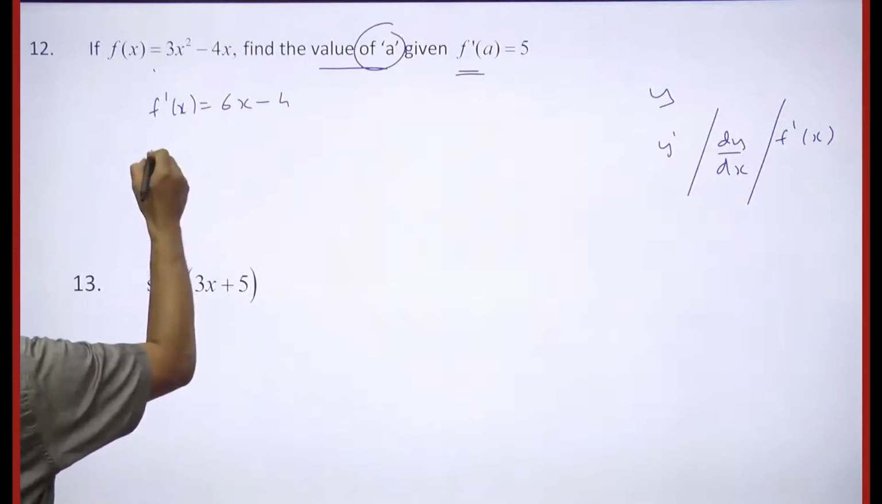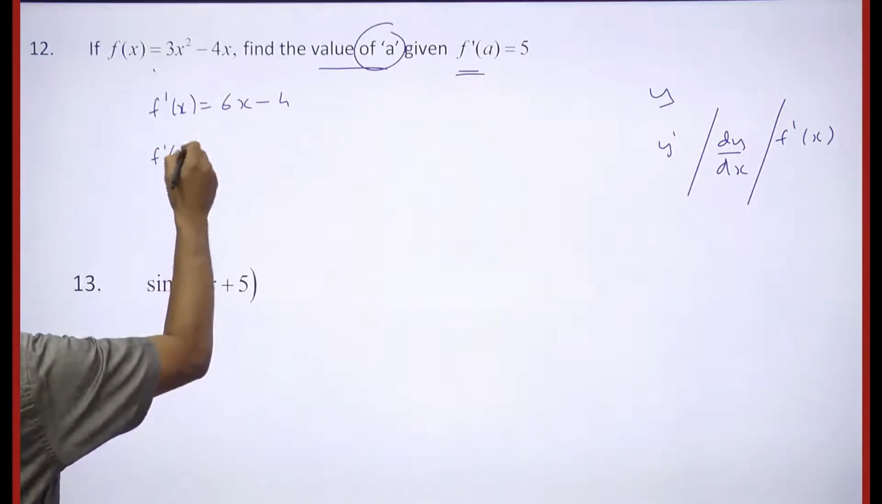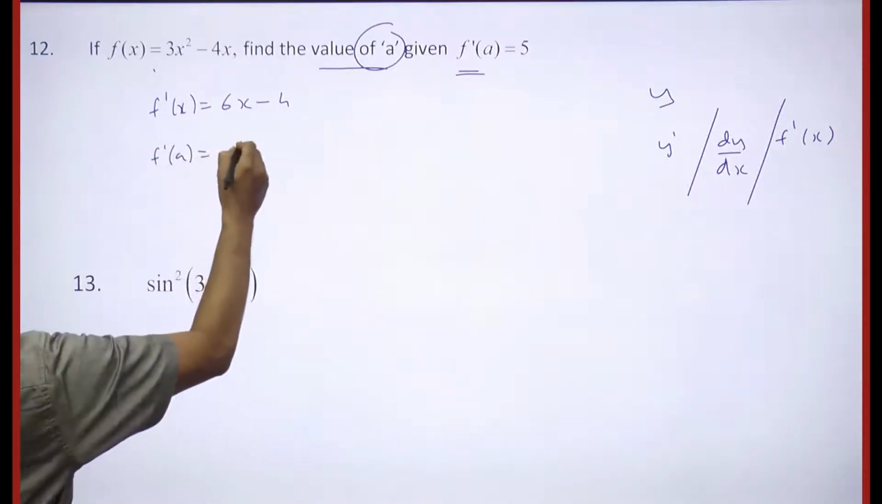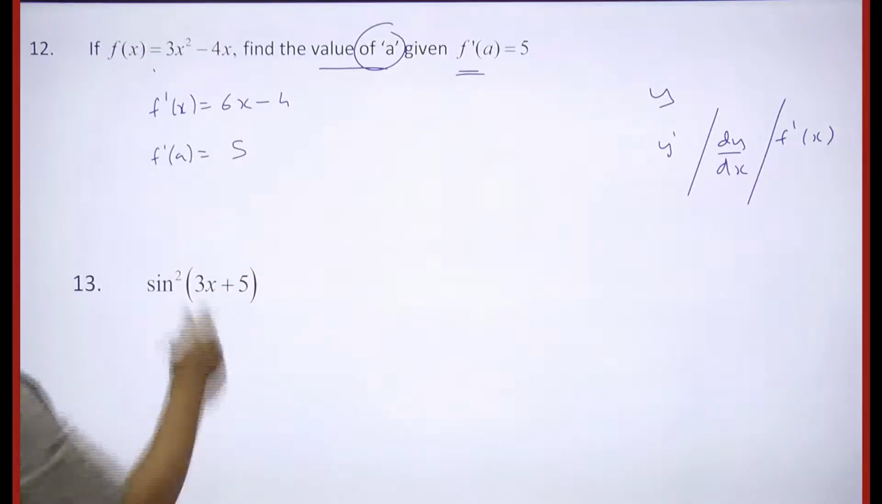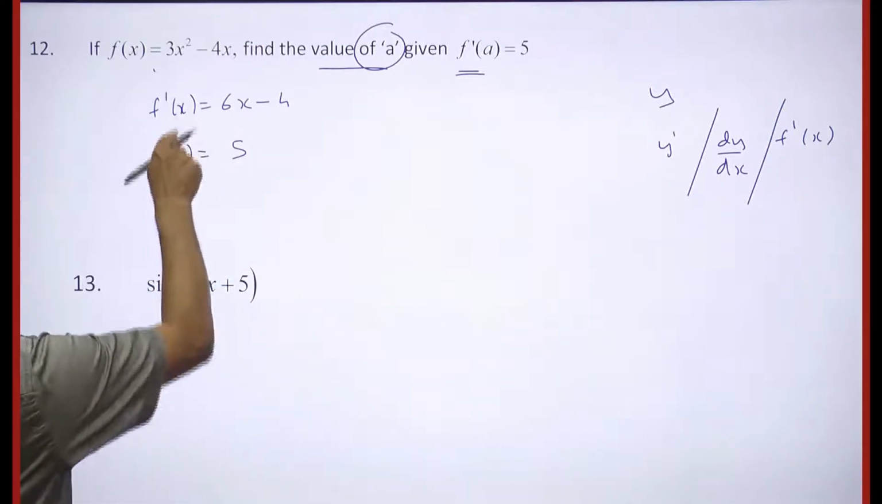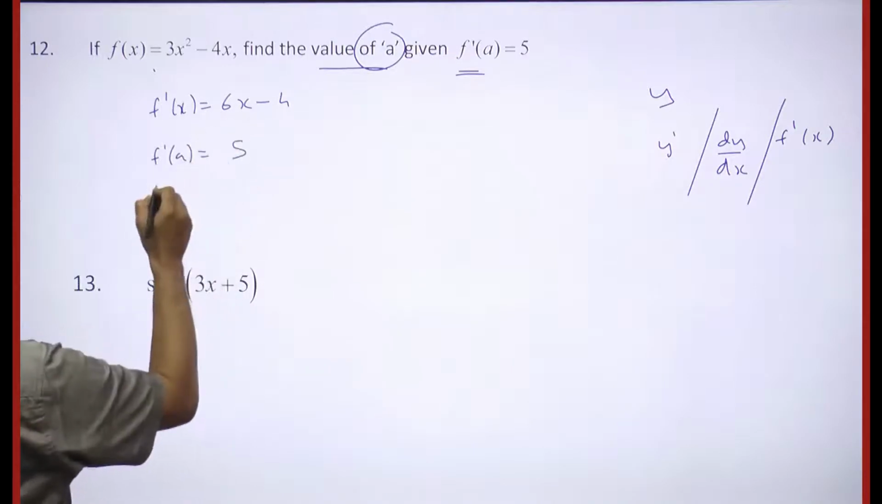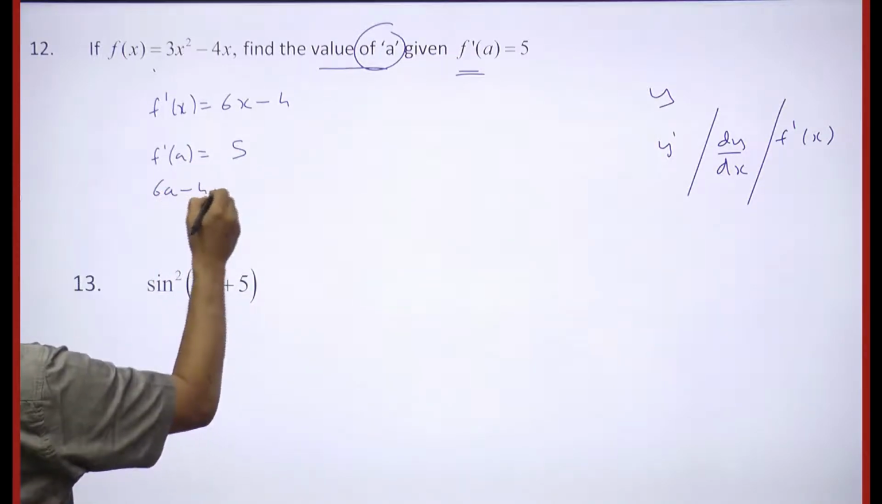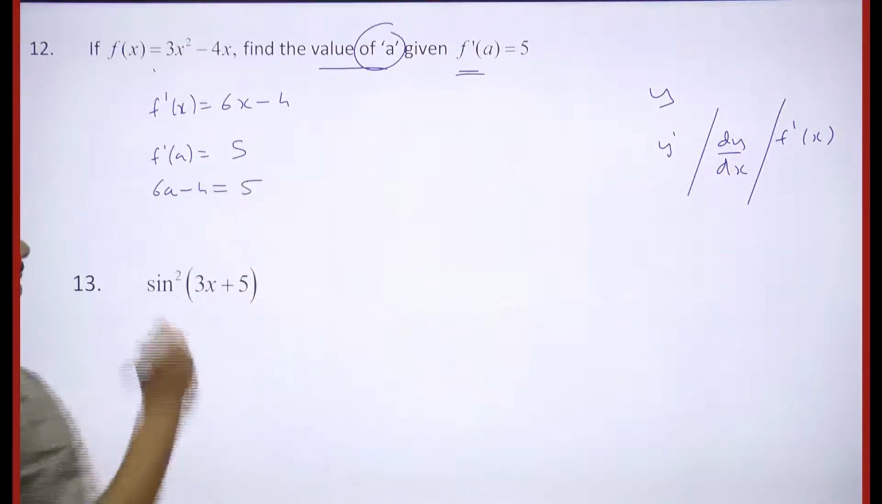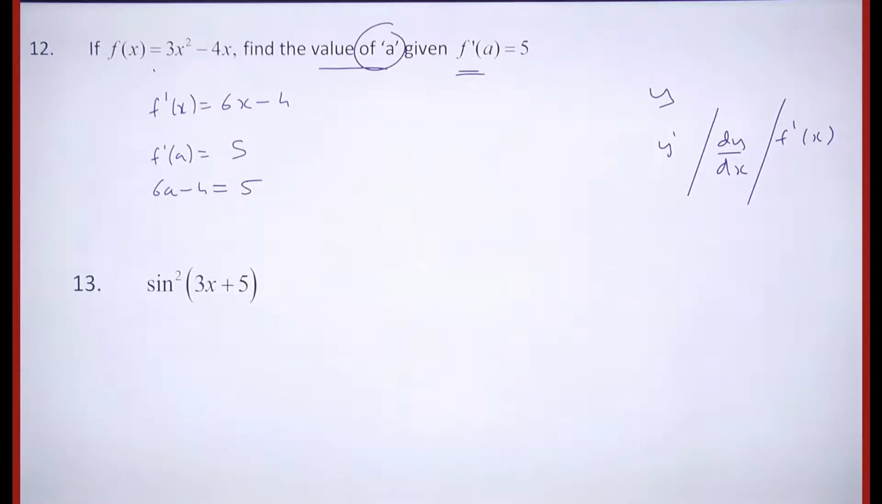So, f dash a, tell me what is f dash a? F dash a is given as 5. So, f dash a, replace x by a. So, f dash a what it will be? It will be 6a minus 4 is equal to 5. I hope you got this point clear.